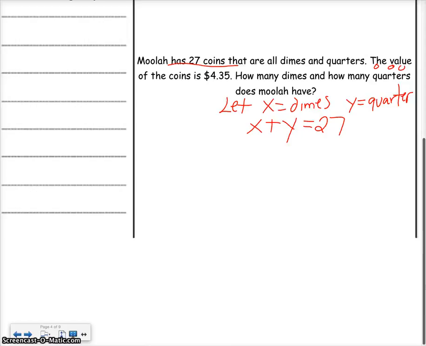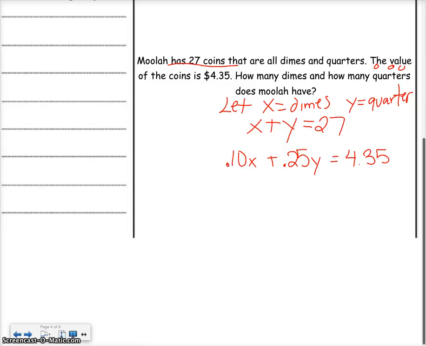The value of the coins is $4.35. So now I have to define value. Well, dimes is 10 cents. 10 cents times my dime plus 25 cents for each quarter, 0.25y, equals my total amount, which is $4.35. So I set up the two equations.